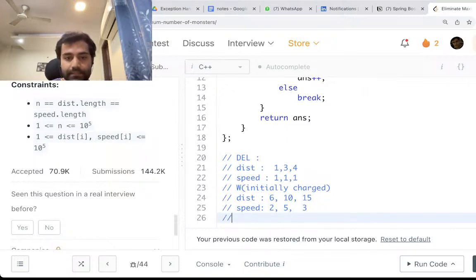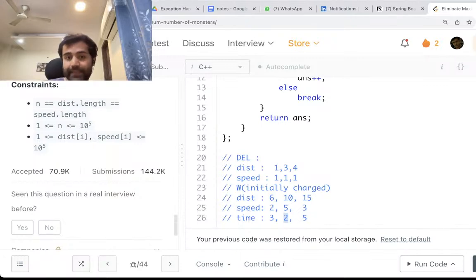So if I just try to figure out the time taken by them to reach your city, how much is that going to be? 6 divided by 2, which is 3, 10 divided by 5, which is 2, and 15 divided by 3, which is 5, right? So this monster is going to reach your city fastest, and because of that, it makes much more sense to kill this monster, right?